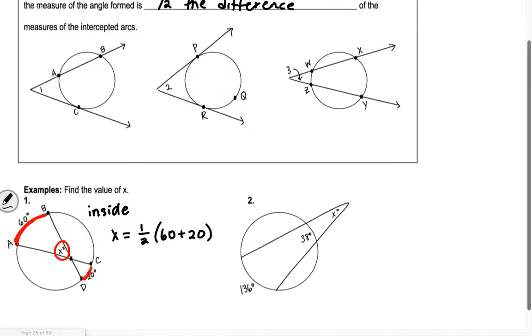So I'm going to add that 60 plus 20. So I get half of 60 plus 20, which was 80. So I get x is equal to 40.